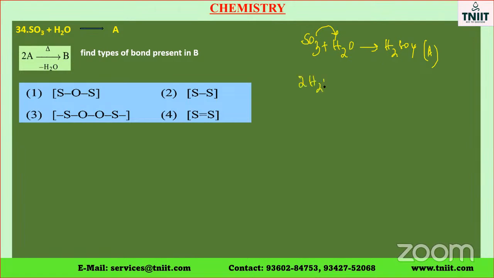2A means 2 moles of sulfuric acid. When we heat, a water molecule gets eliminated. We get H2S2O7. This is called oleum, fuming sulfuric acid. The structure of oleum is this.